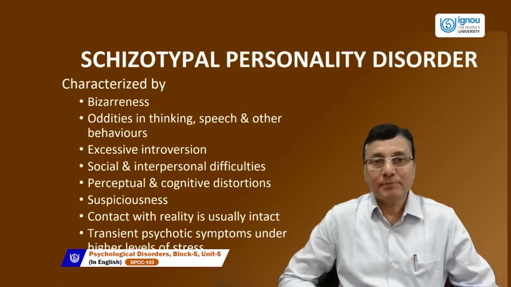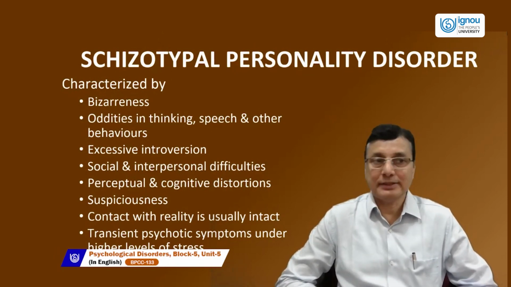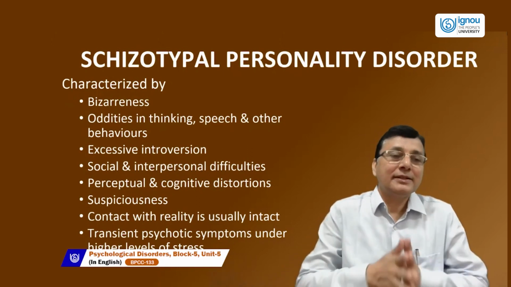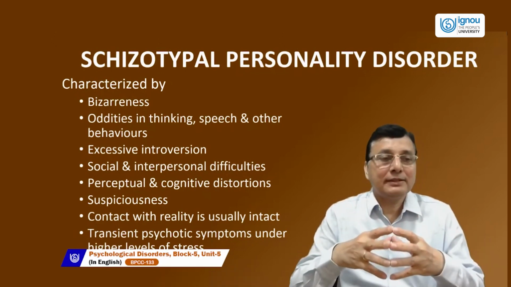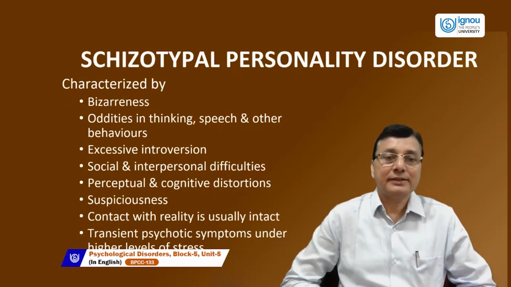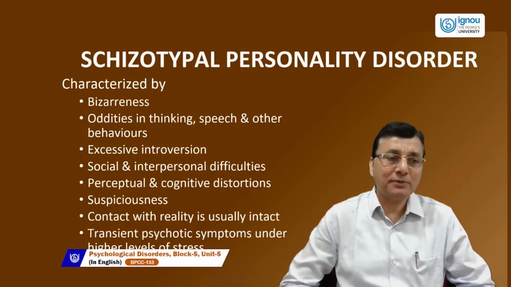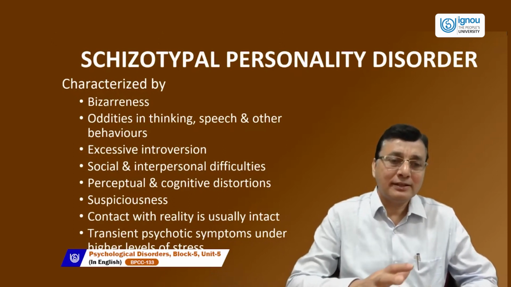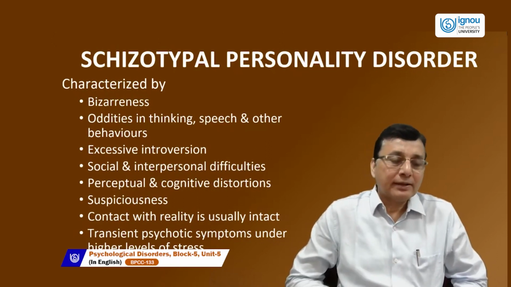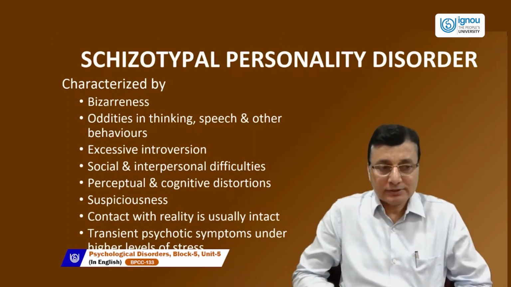Coming to the third type of cluster A personality disorders, which is schizotypal personality disorder. It is characterized by bizarreness. Bizarreness in terms of symptoms, thinking, and behavior. So oddities in thinking, speech, and other behaviors. So you will find their thinking, speech, and behaviors are odd. Odd means they are not in keeping with social norms. Excessive introversion, social and interpersonal difficulties, perceptual and cognitive distortions.